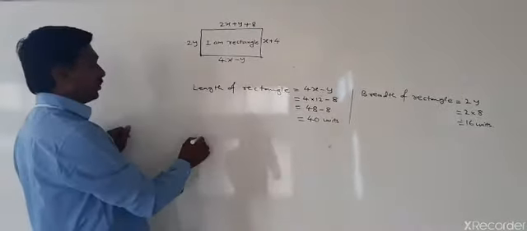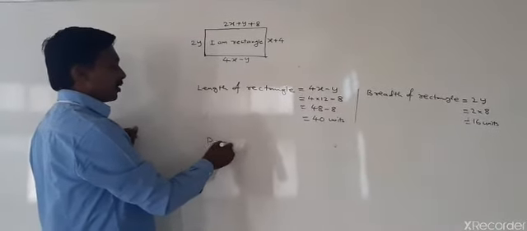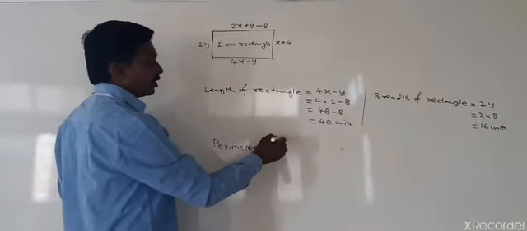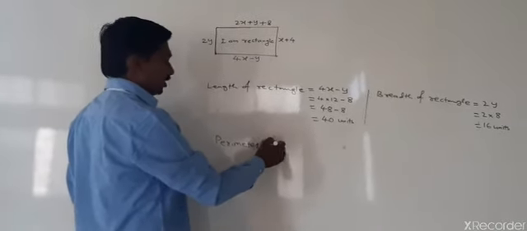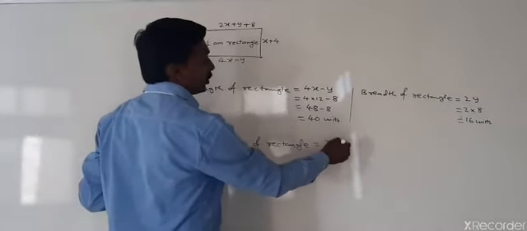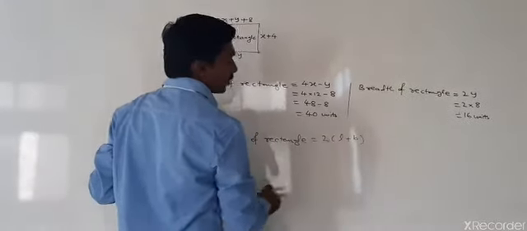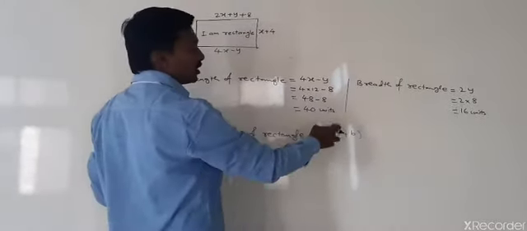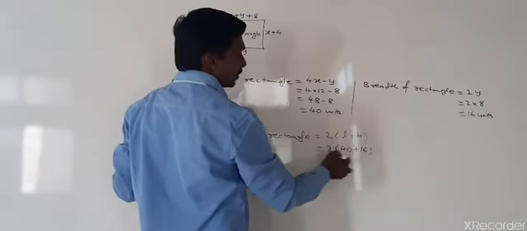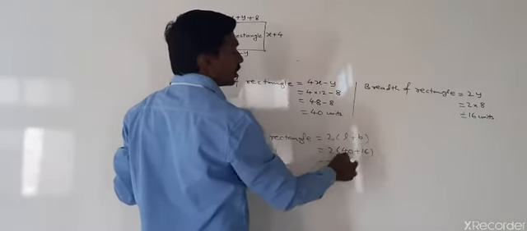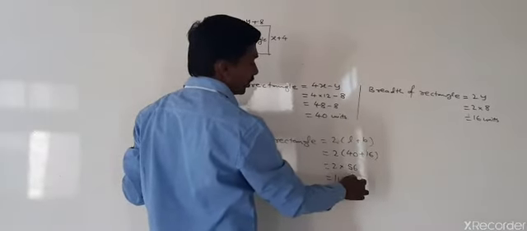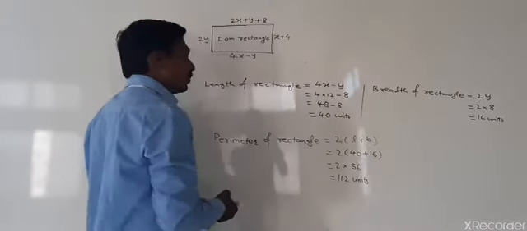So first we will find the perimeter of the rectangle. The formula is 2 into bracket length plus breadth. Perimeter of rectangle is equal to 2 into bracket L plus B. Now we know the length is 40, and the breadth is 16. So put the values there. 2 into bracket 40 plus 16. 40 plus 16 is 56, and 2 multiplied by 56 is 112 units. That is the perimeter of the rectangle.